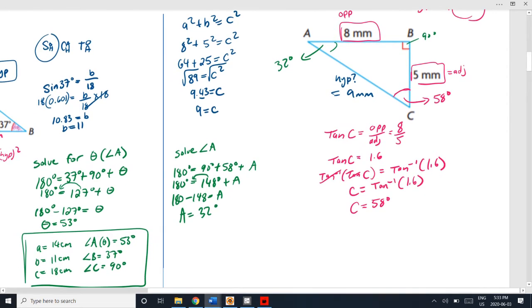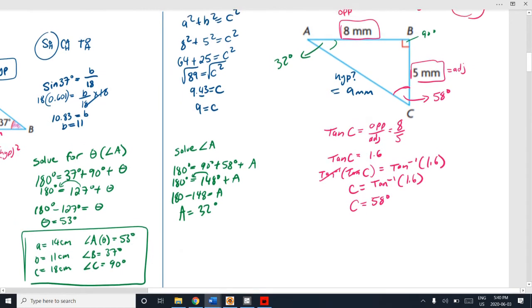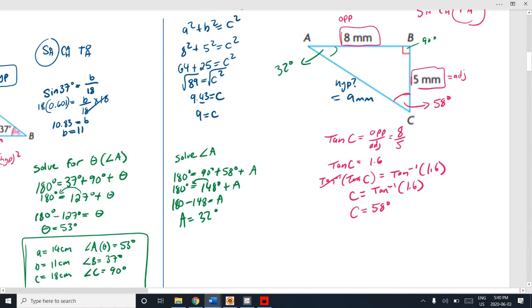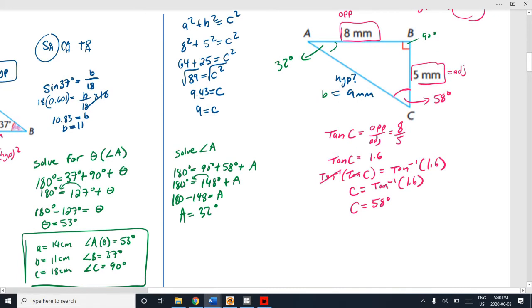Okay, so we solved this triangle. Let's list all our angles and sides. We can see side B, which is opposite of angle B, is 9 millimeters. So we know side B is equal to 9 millimeters. We know side C, opposite of angle C, is 8 millimeters. And side A, which is opposite of angle A, is 5 millimeters.